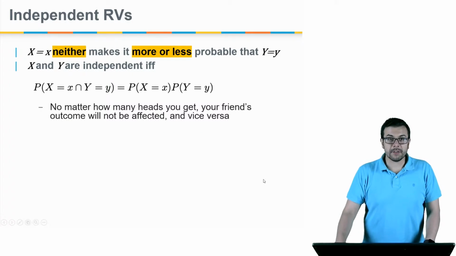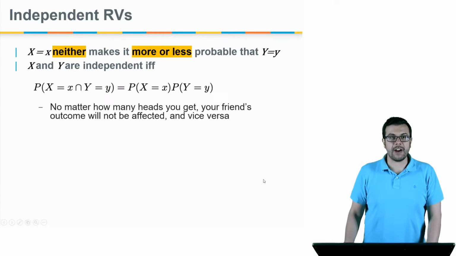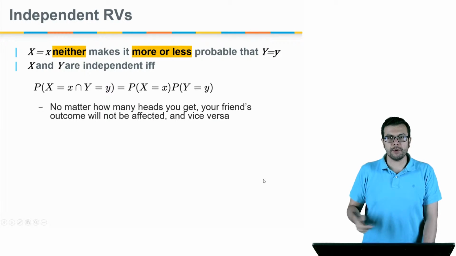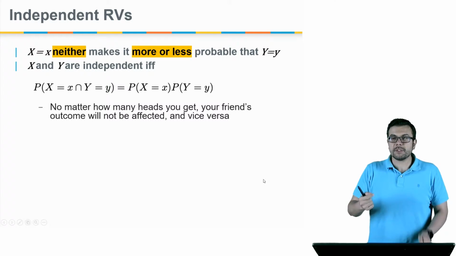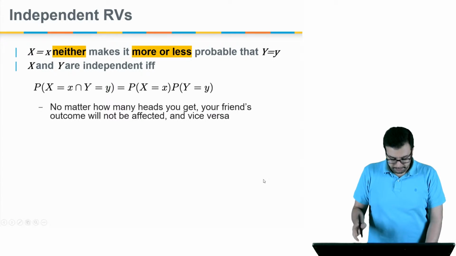Hi, today we are going to continue with independent random variables, and we're going to see how we can calculate the conditional probability of random variables. Let's say x, choosing random variable x.